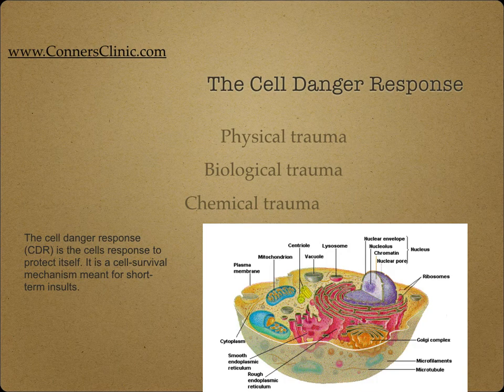So when we have a biotoxin, which means a living organism like a pathogen, so a bacterial infection, a Lyme disease infection, or a virus is a biological trauma. And a chemical trauma is an exposure to some sort of chemical, like a heavy metal toxicity or a pesticide toxicity. And these things are taking place all the time.